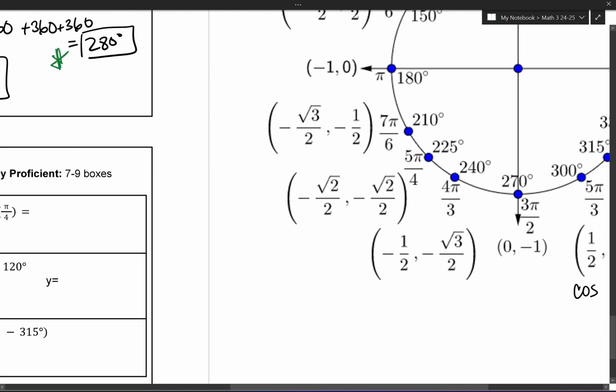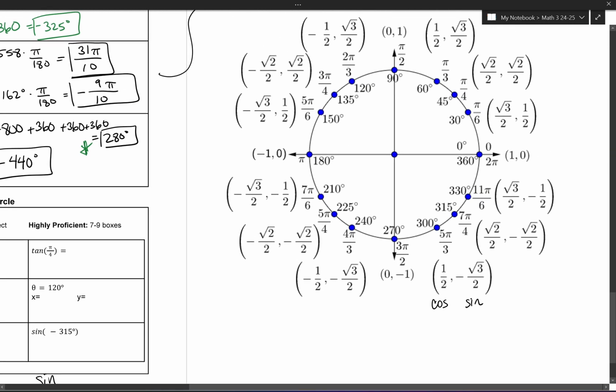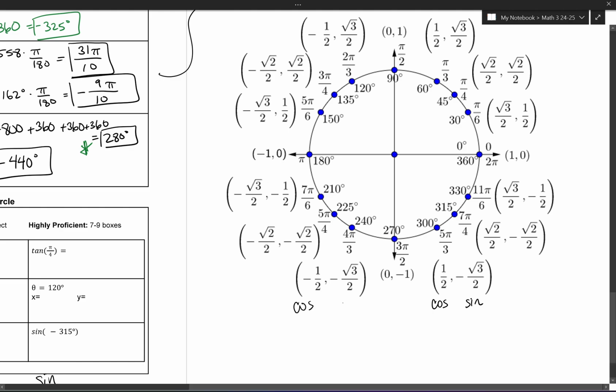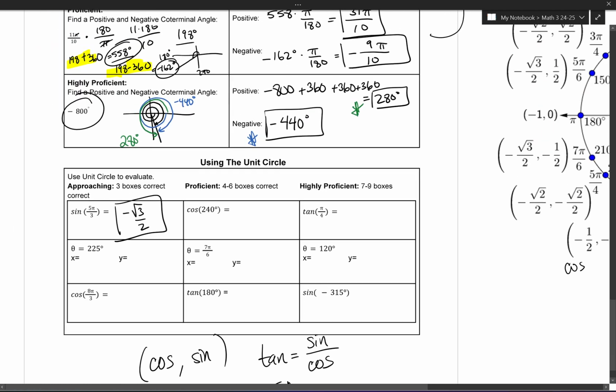The cosine of 240 degrees. Where's 240? I found 240. Now I need to find the cosine of 240 degrees. You're going to tell me negative 1/2, because that's the x coordinate, the x value associated with that. Negative 1/2.